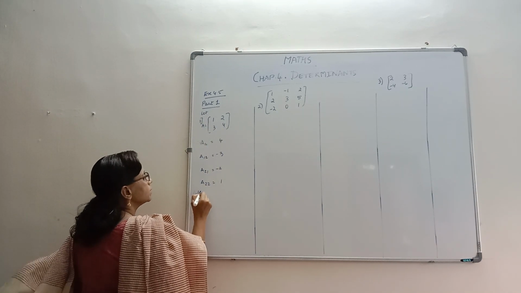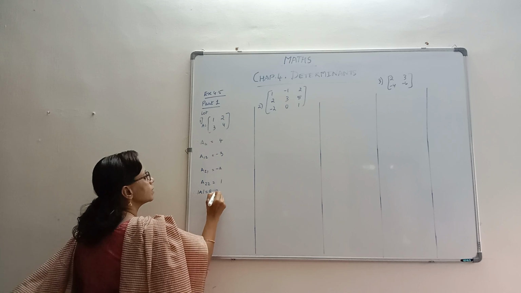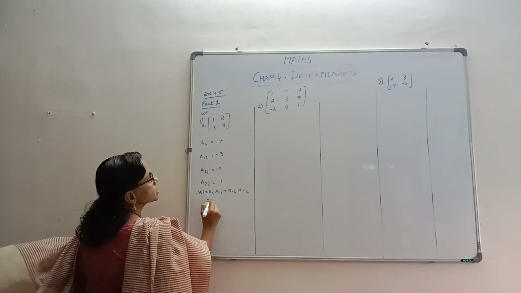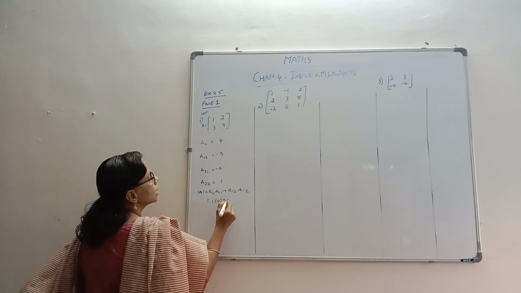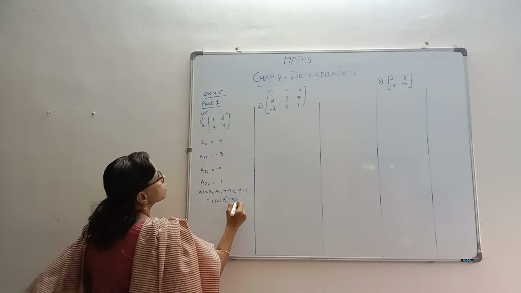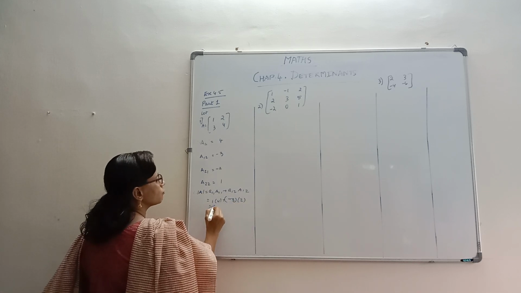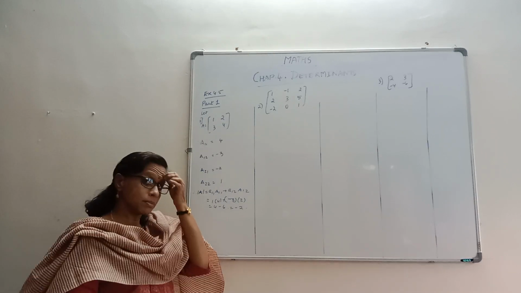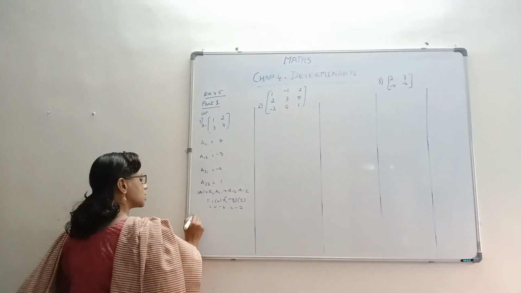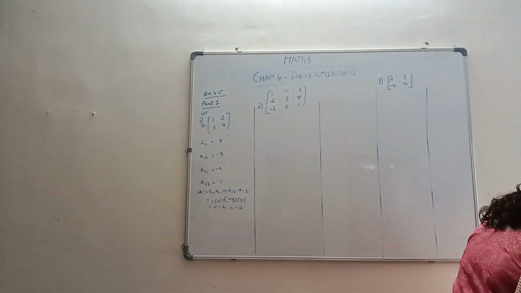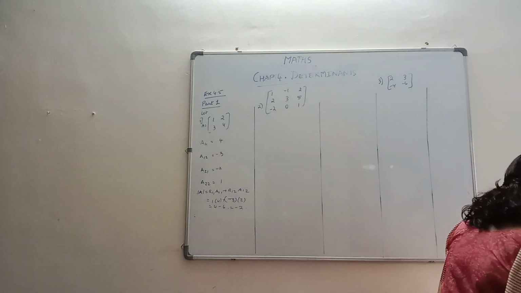Now, I think the first row is easier, so let's find the determinant using the first row. A11 times its cofactor, A12 times its cofactor. So what is it? 1 times 4 and minus 3 times 2. So it's 4 minus 6, that is minus 2. So your determinant value is minus 2. Let me check the question whether they have asked for the adjoint or the inverse. Find the adjoint, they have told us.